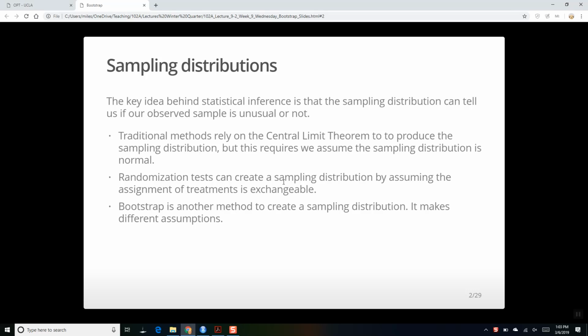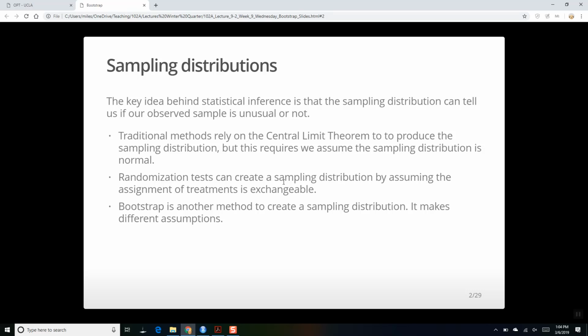So in statistical inference, we want to take our sample and make conclusions about the population. And in order to do that, we have to know what the sampling distribution looks like. The sampling distribution is the distribution of all possible sample statistics that can be generated from a given population.